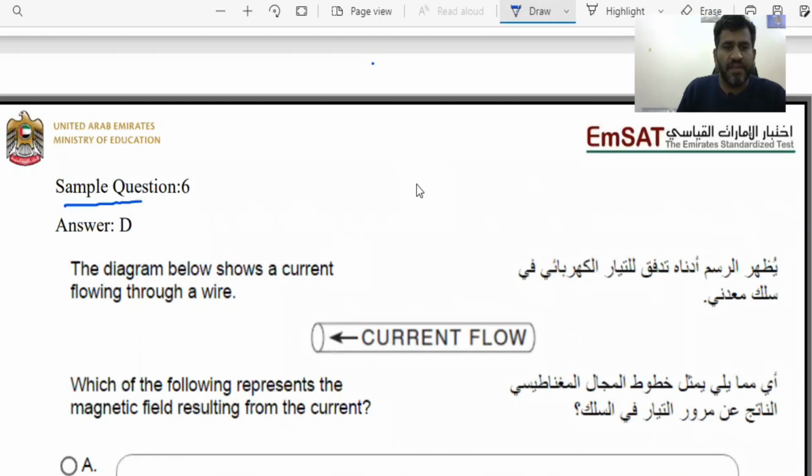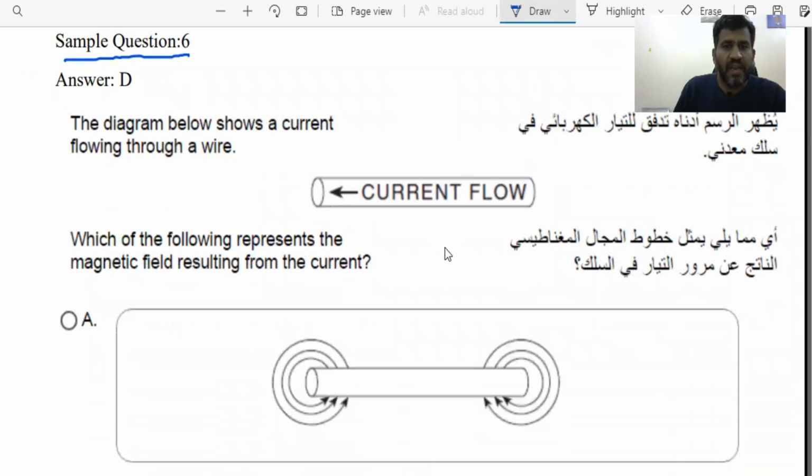Question number 6 here is a theoretical question. The diagram below shows a current flowing through a wire, which the diagram has been shown here, and in a conductor or a wire, the current is flowing in this direction as it has been mentioned here. Which of the following represents the magnetic field results from the current?